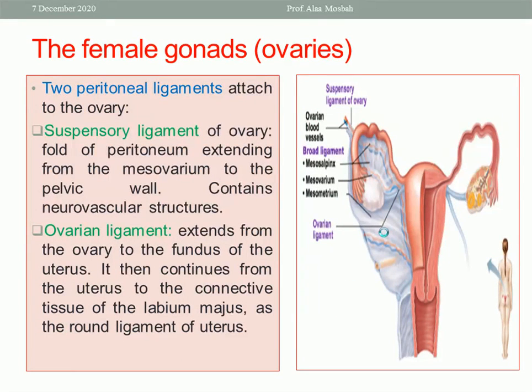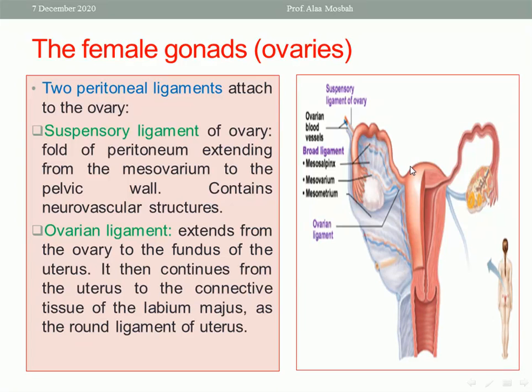Two peritoneal ligaments are attached to the ovary. The suspensory ligament, which is a fold of peritoneum extending from the mesovarium to the pelvic wall, contains neurovascular structures. It's also called the infundibulopelvic ligament. The ovarian ligament extends from the ovary to the fundus, as you see here, the back of the uterus.